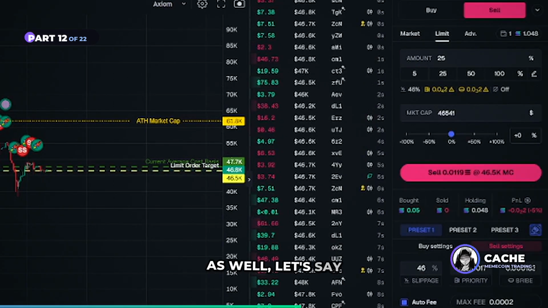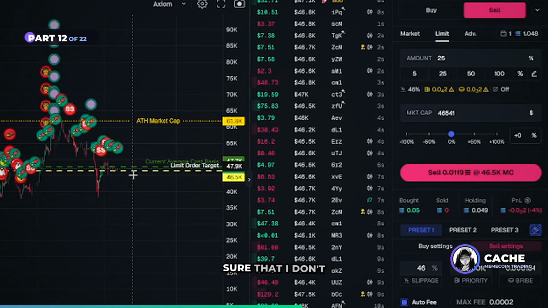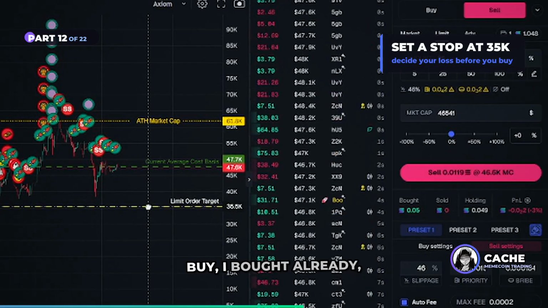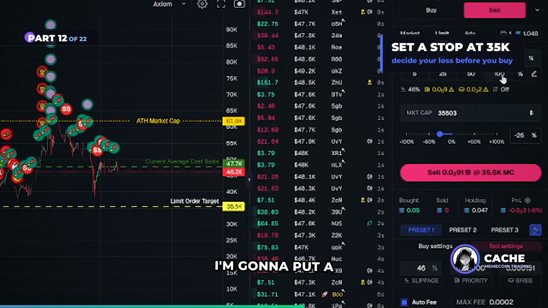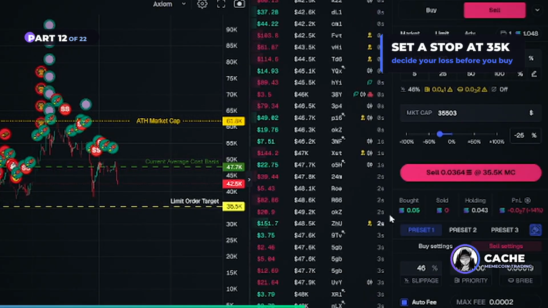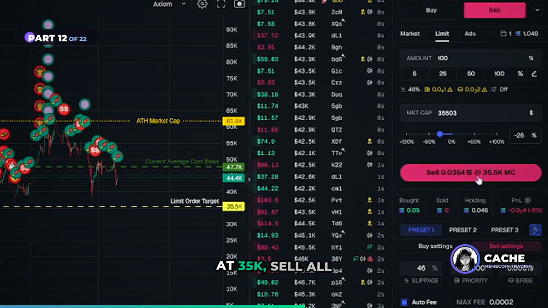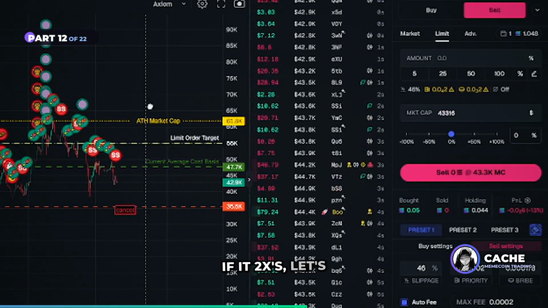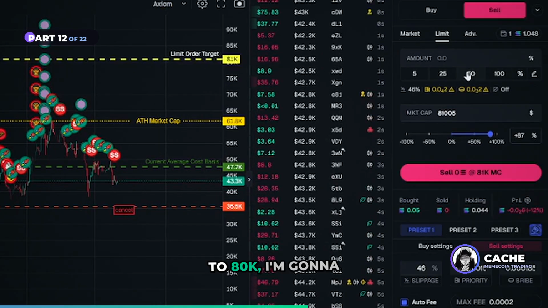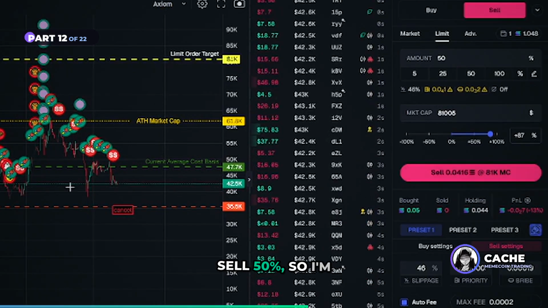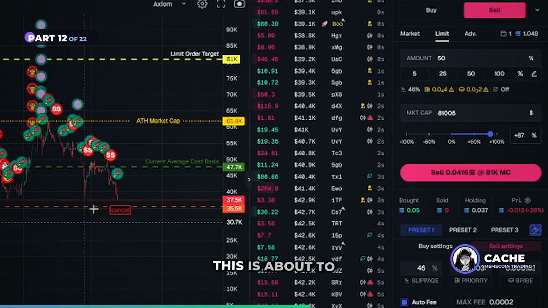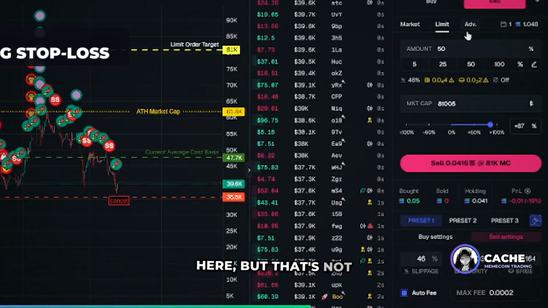As well, let's say I want to make sure that I don't lose too much on this. So I'm going to buy, I bought already. I'm going to put a full click on 100% at 35k, sell all of it. All right, and as well, let's say if it 2x's, if it goes to 80k, I'm going to sell 50%. So I'm break even and I'll still have extra, right? I do believe that this is about to sell me out right here, but that is not the point.